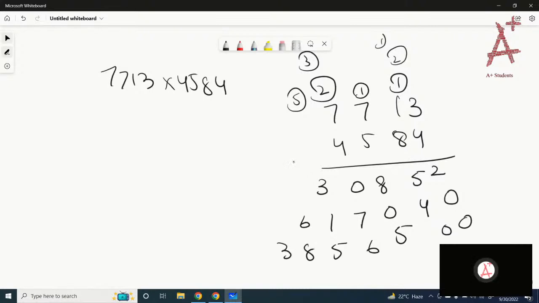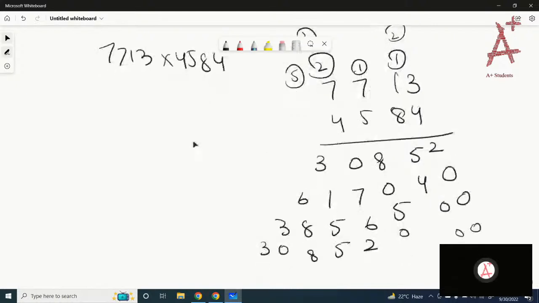Okay, now we're going to multiply with the thousands digit. So start writing with the thousands digit right below the thousands. So 4 times 3 is 12. Write 2 and carry 1. 4 times 1 is 4, and 1 is 5. 4 times 7 is 28. Write 8 and carry 2. 4 times 7 is 28 and 2 is 30. Now we have to just add them.